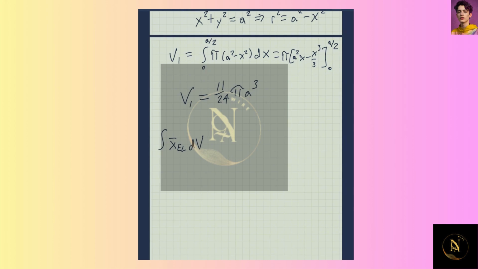Now let's find the right side of the equation, which will be equal to the integral from 0 to a over 2 of x, which is our differential element, the disk that we're integrating, times pi a squared minus x squared. We're just plugging in dV here.